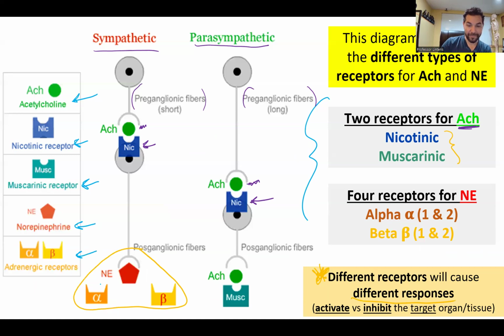The last type of receptor is the other ACH receptor called a muscarinic, right? That's going to be found on the end of your parasympathetic pathway. So key thing, we have two types of ACH receptors, and we have a few different types of norepinephrine receptors, right? This allows a few chemicals to cause multiple changes throughout the body by having different receptors expressed on different tissues. Hopefully that makes sense.